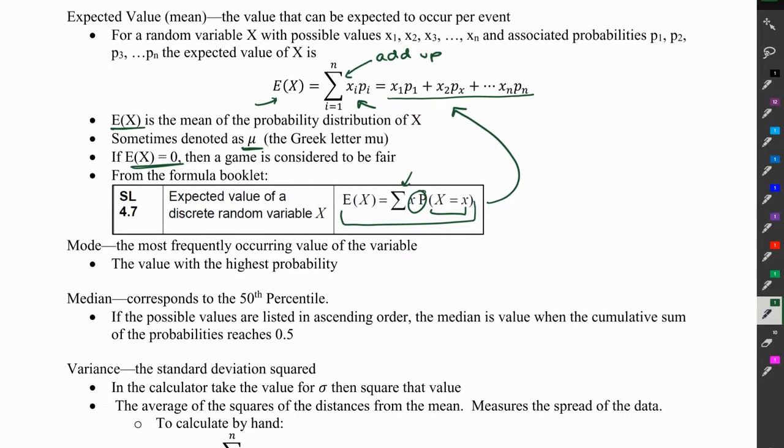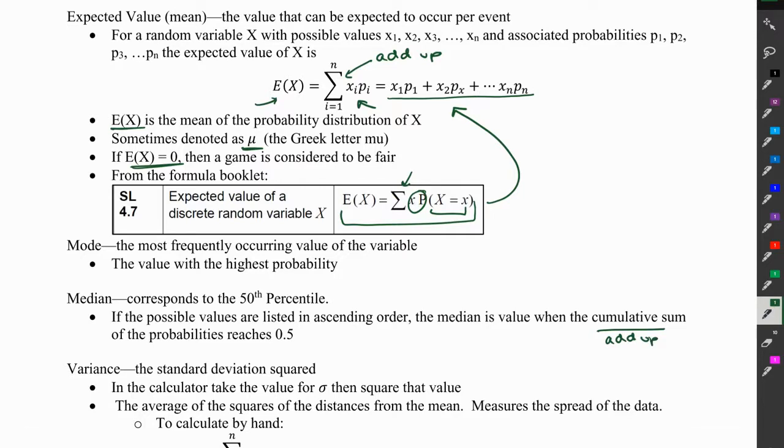The mode is the most frequently occurring value of the variable. If we go back to tossing a coin, the highest probability was 1/2, and that happened with one head, so the mode would be 1. The median corresponds to the 50th percentile. So if the possible values are listed in ascending order, the median value is when the cumulative sum of the probabilities reaches 1/2. So cumulative means add up.